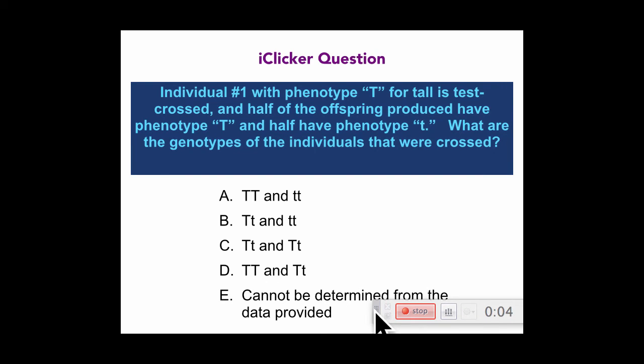So individual one is tall, is test crossed, half of the offspring produced have the tall phenotype and half have the short phenotype. What were the genotypes of the individuals, the parents, that were used in this cross?